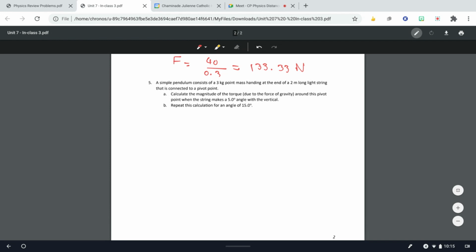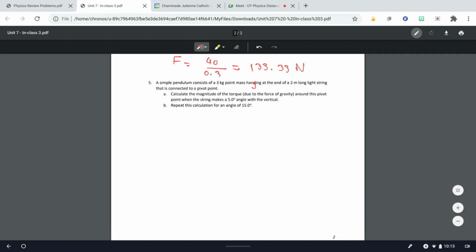For question number 5, this may have been a little tough one. What you have here is a simple pendulum that consists of a 3 kilogram point mass hanging at the end of a 2 meter long light string that is connected to a pivot point. Calculate the magnitude of the torque due to the force of gravity around this pivot when the string makes a 5-degree angle with the vertical.